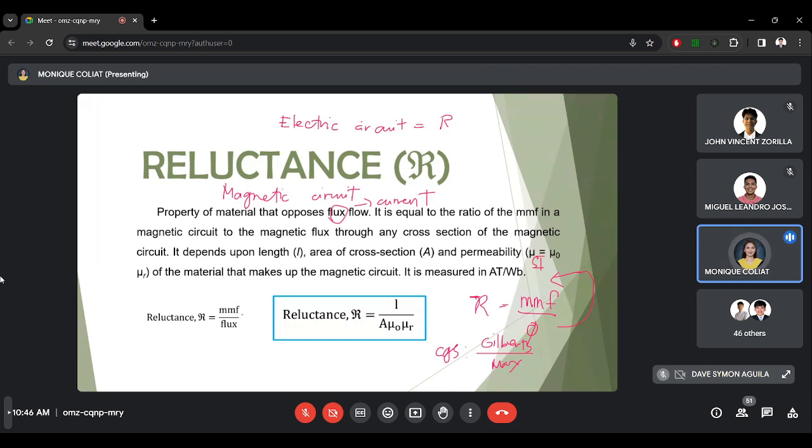Di ba, MMF is equal to N times I. So flux is phi. So NI over flux, that is your reluctance. So how come nag-come up ka dito kay L over A mu O mu R?